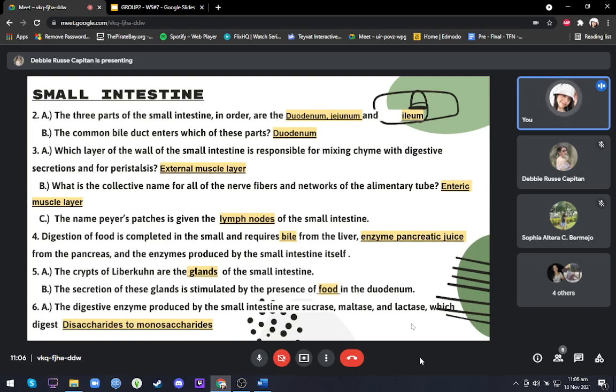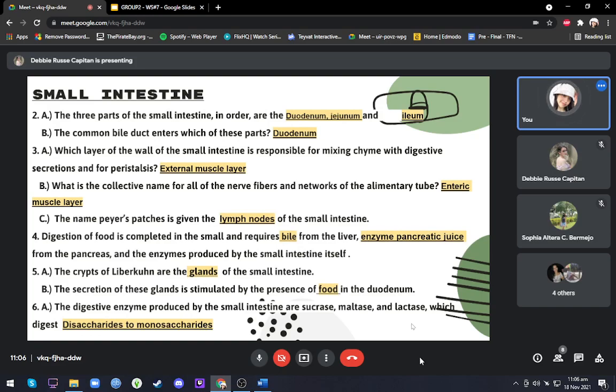B. What is the collective name for all the nerve fibers and networks of the alimentary tube? The answer is the enteric nervous system. C. The name Peyer's patches is given to the lymph nodes of the small intestine. 4. Digestion of food is completed in the small intestine and requires bile from the liver, pancreatic juice enzymes from the pancreas, and the enzymes produced by the small intestine itself.